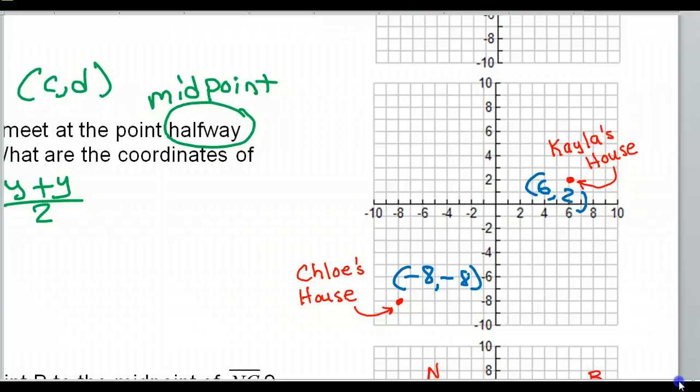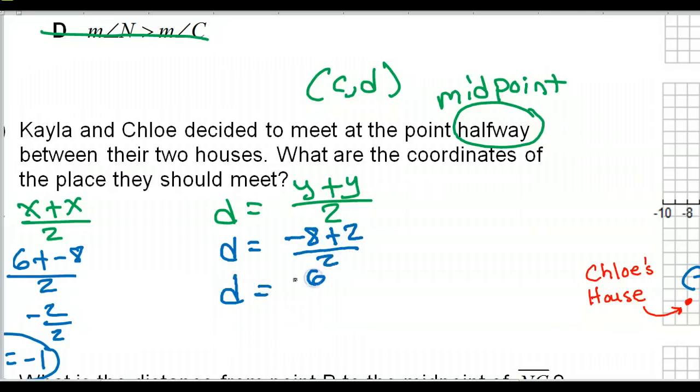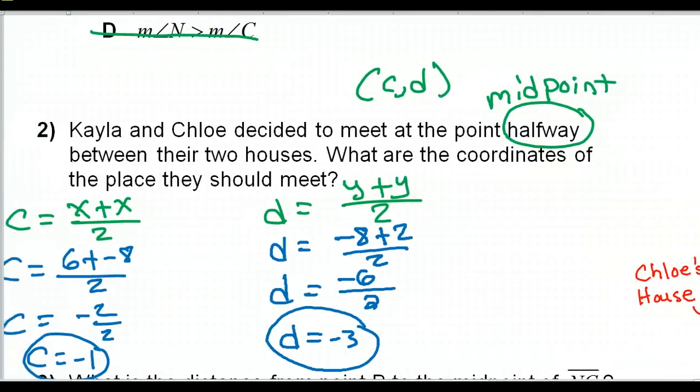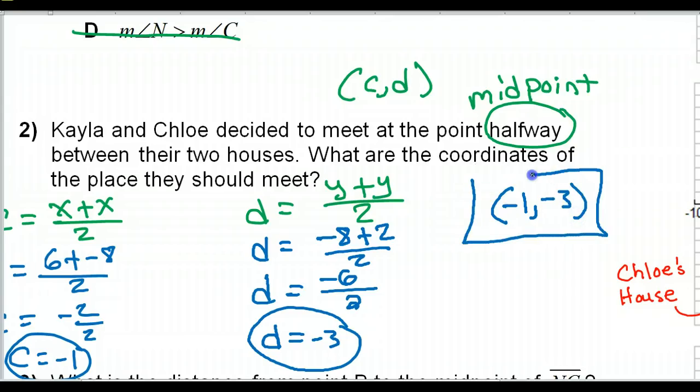Now looking at the y values, that's -8 plus 2 divided by 2. So that's going to be -6 divided by 2, which is -3. Okay, so the y value of the midpoint is -3. Put them together, so the halfway point, or midpoint, is going to be the point -1, comma -3. That is where they should meet.